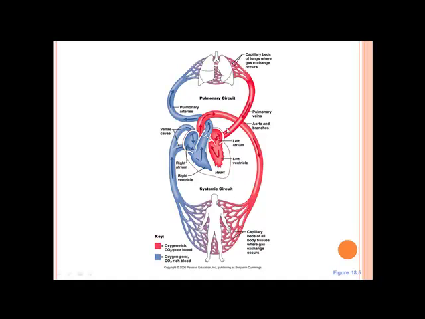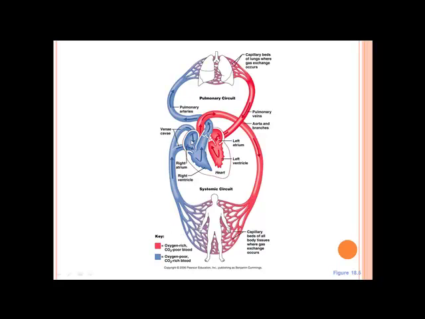Blood leaves the left atrium, passes through the bicuspid valve, goes into the left ventricle. Blood leaves the left ventricle, passes through the aortic semilunar valve into the aorta. It goes up, over, and down. It goes off to our tissues, and we start over again. I'm going to say it again.